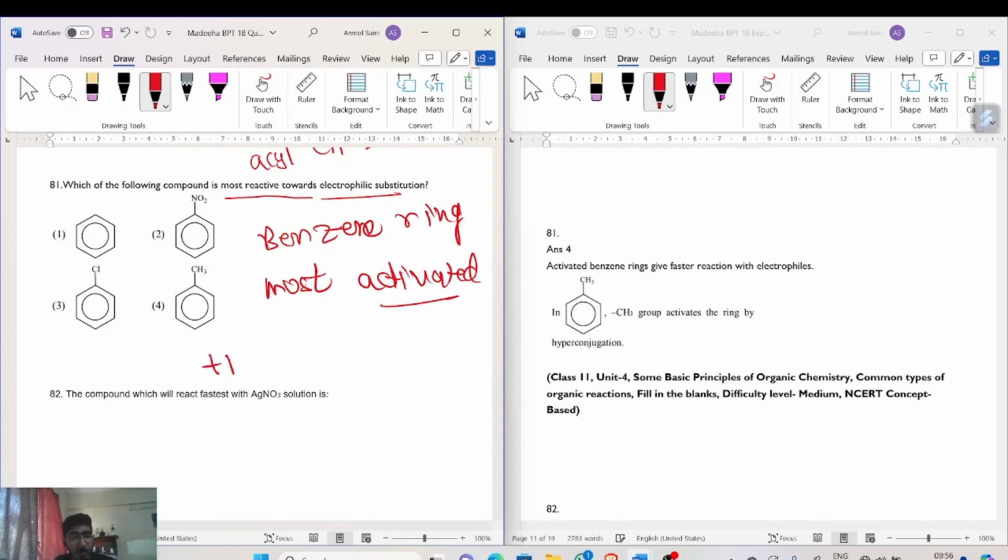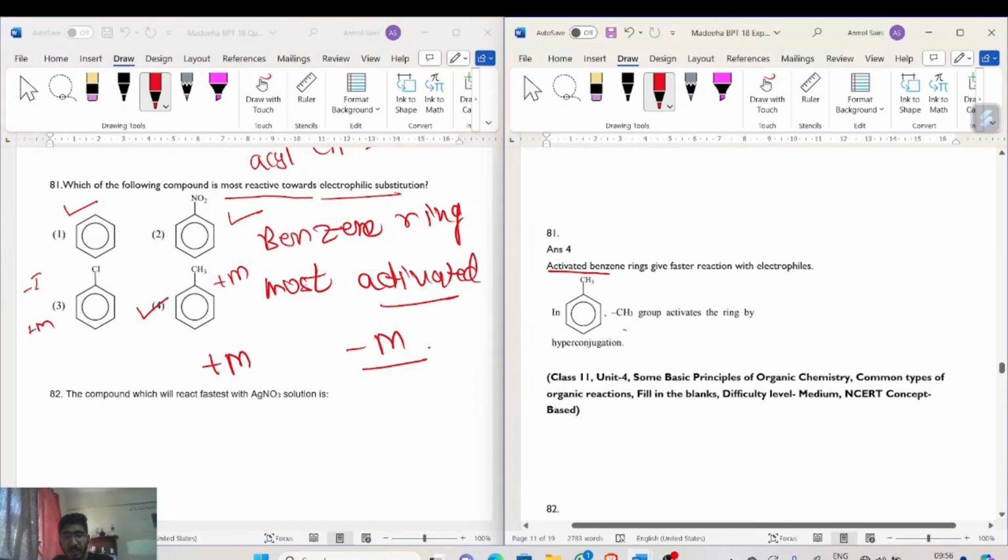A plus M group increases the reactivity of the ring towards electrophilic substitution, and a minus M group decreases the rate of electrophilic substitution reaction. In benzene there is no plus M or minus M group. NH2 is a plus M group. Cl has a minus I and a small plus M effect, and the last group has a strong plus M effect. So option 4 will be the correct answer, because a plus M group is attached to the benzene ring. It will increase the reactivity towards electrophilic substitution by activating the benzene ring. So the correct answer will be option number 4.